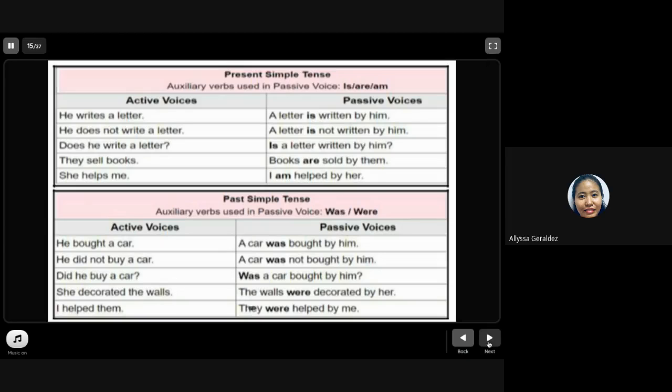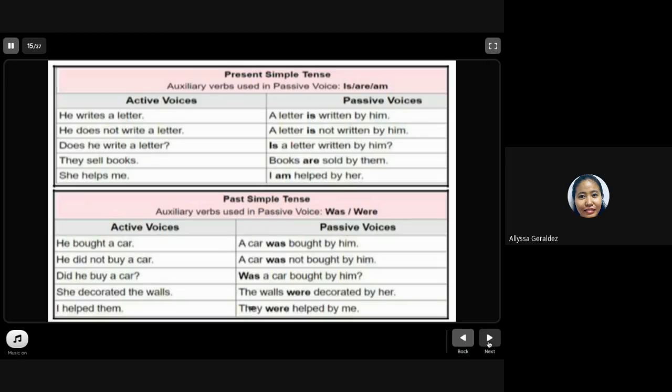She helps me. Here, the me in active voice, we'll change this one into subject. That's why I. And then of course, if we'll use I, the auxiliary is am. And then plus the participle of the verb helps, helped, and then the by phrase by, and change the subject pronoun she into the object pronoun her. I am helped by her.